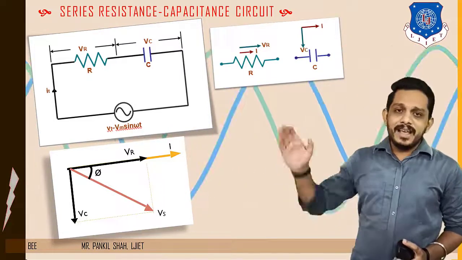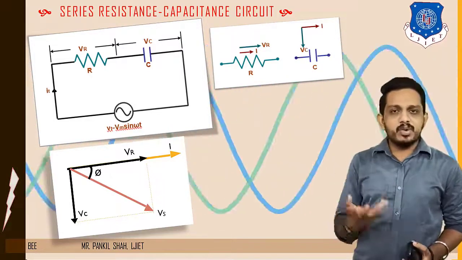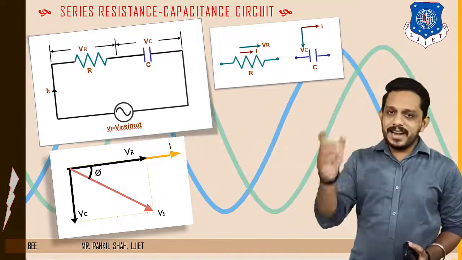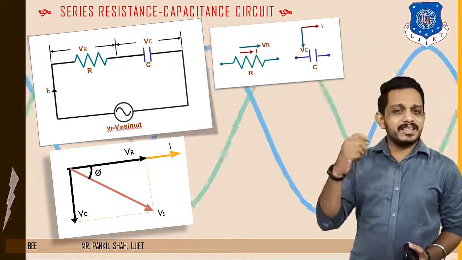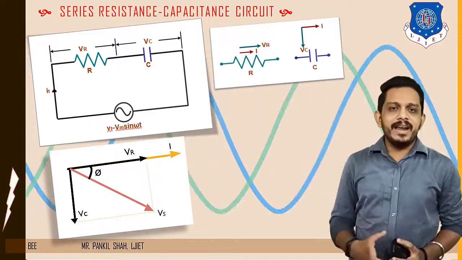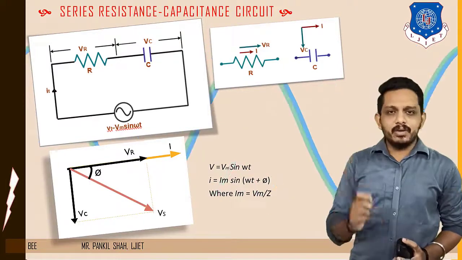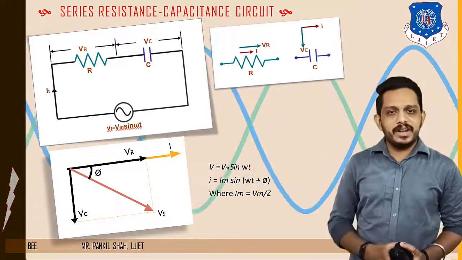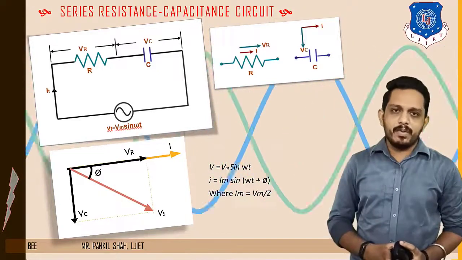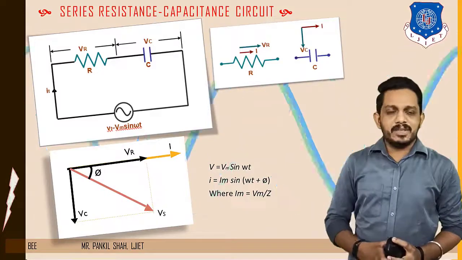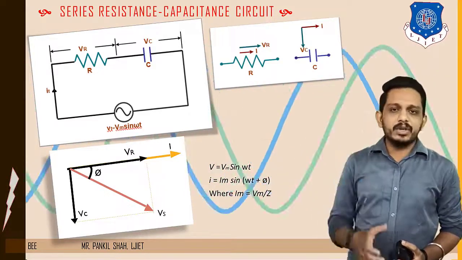So we can say that in a pure capacitive circuit also current leads, but here current does not lead by 90 degrees, but by some angle less than 90 degrees, and that angle is nothing but phi degree. So how can we write the equation of the current? Let's first write the equation of the voltage as v equals Vm sin omega t, because we have taken the voltage quantity as a reference. Now let's write down the equation of the current.